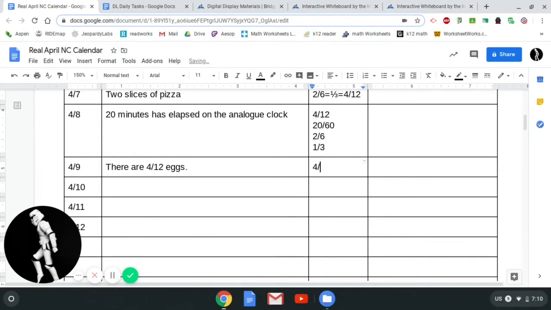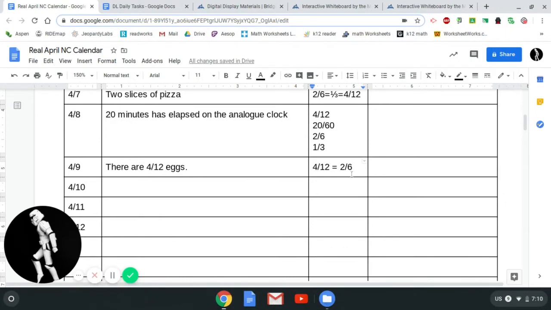We're going to start off with 4/12. We can often make equivalent fractions by multiplying, but you can also make equivalent fractions by dividing. So this time we're going to divide. We're going to divide the numerator 4 and the denominator 12 by the same number. They're both even numbers, so we're going to divide them by 2. 4 divided by 2 is 2, and 12 divided by 2 is 6.